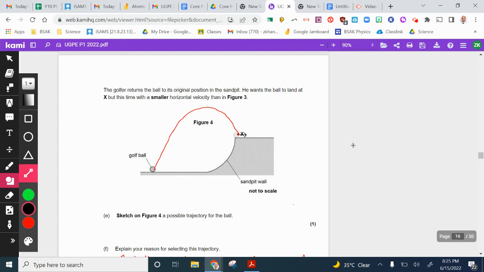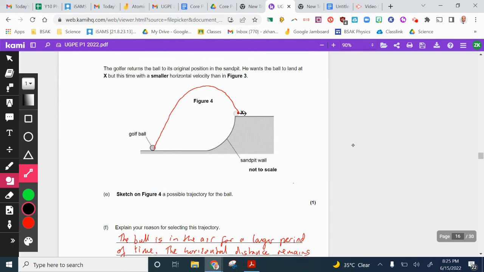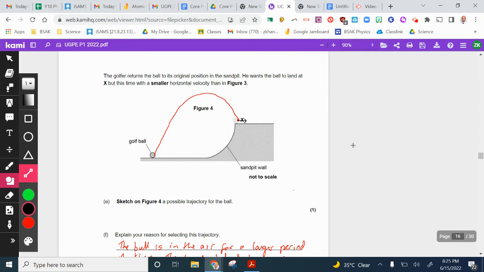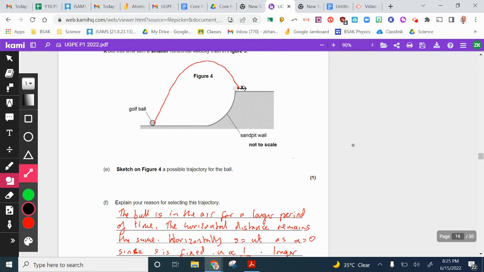If it lands more vertically at X, then it's not really moving in the horizontal direction as quickly as before. The only way to do that is to chip it as high as possible so it lands vertically downwards, and that would mean that it has the lowest possible horizontal velocity. So this is a possible trajectory that you could have.